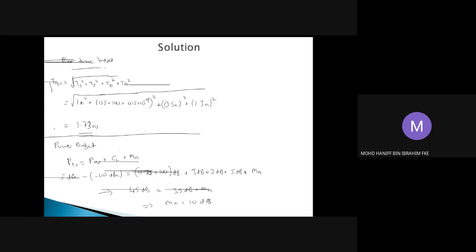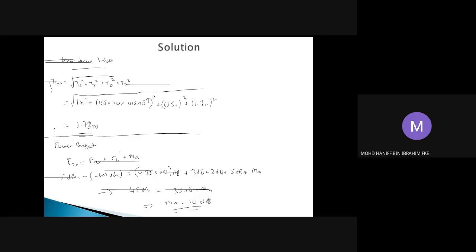So from here, as we have learned last week, for the system to work properly, the system margin must be a positive value. Based on the equations here, we have obtained that the system margin is positive 10 dB. So which means that the components used in the system can ensure that the system can work properly.